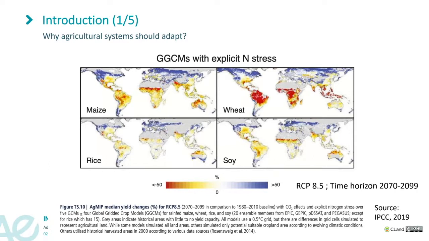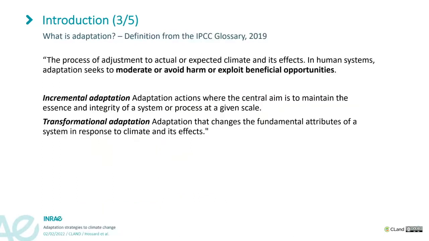So now let's focus on adaptation. What is adaptation for IPCC? I will read the definition. It's the process of adjustment to actual or expected climate and its effects. In human systems, adaptation seeks to moderate or avoid harm or exploit beneficial opportunities.